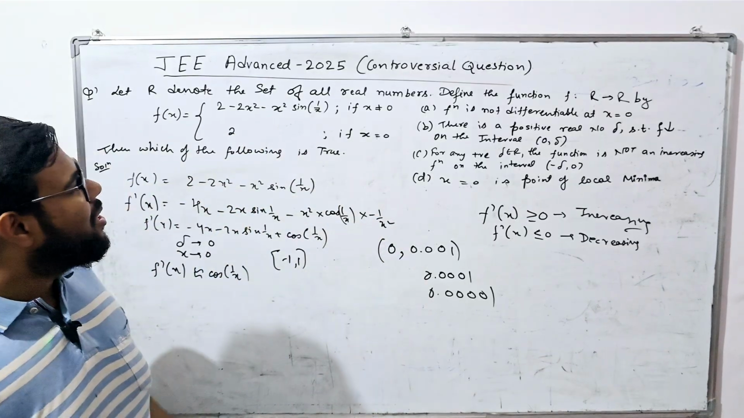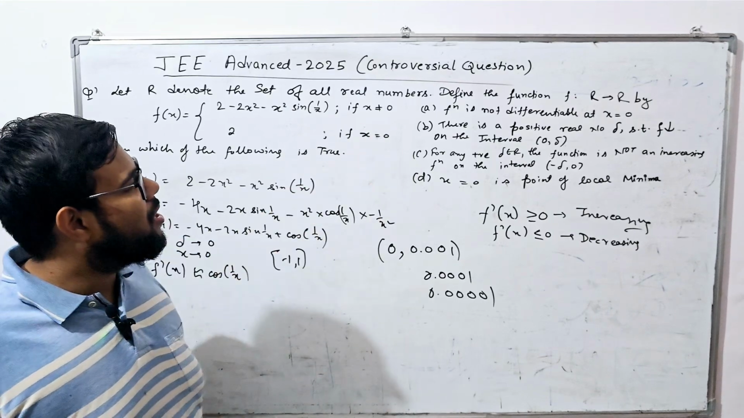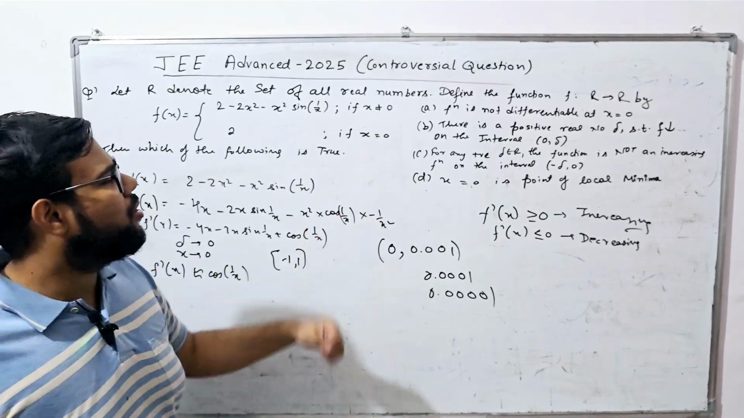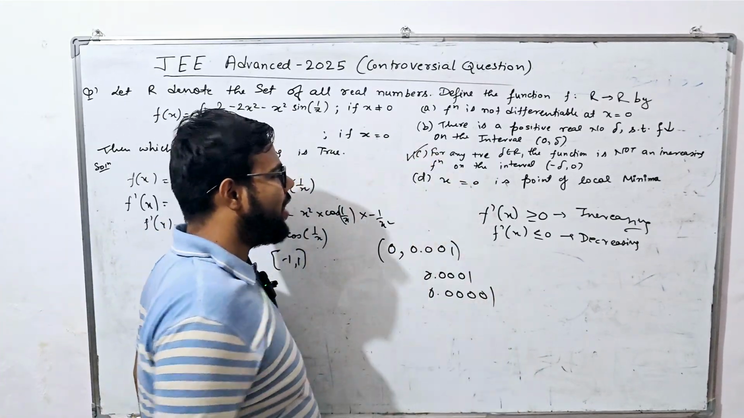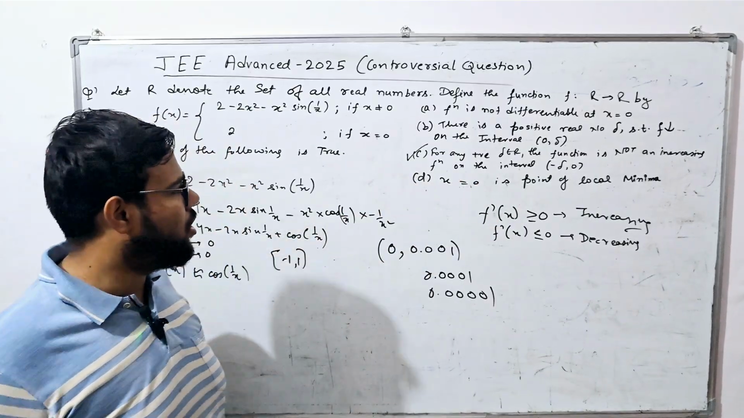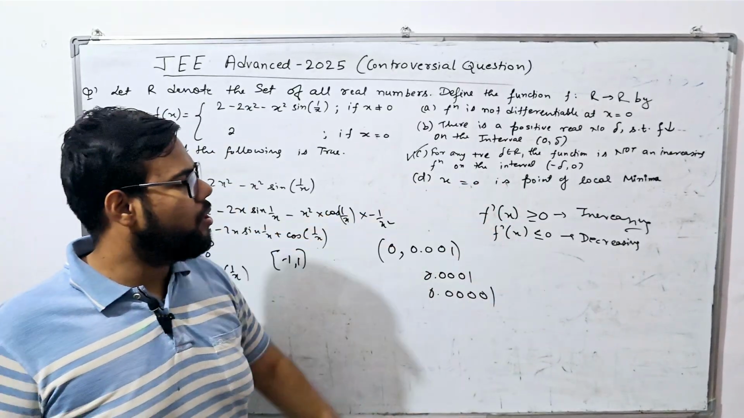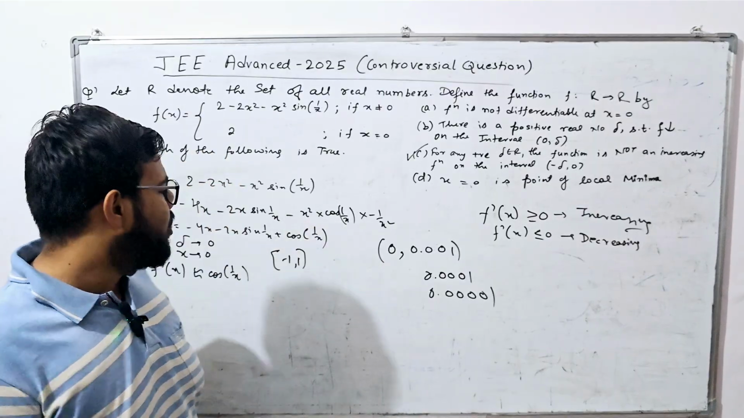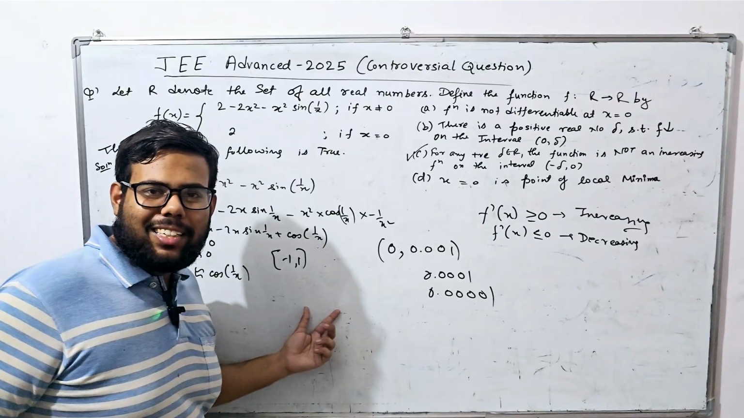Understood or not? So option B also fails over here. So in that case, option C is the only correct one. And it is indeed true that it is not a decreasing, not an increasing function on the interval negative delta to 0, and it is correct. Did you understand what I said over here?